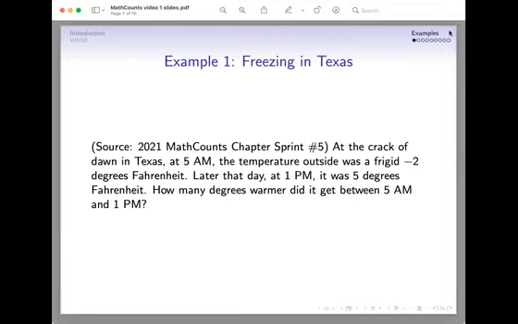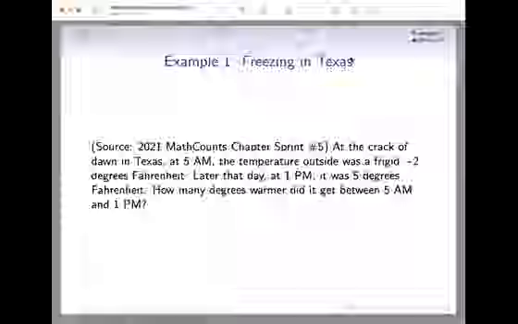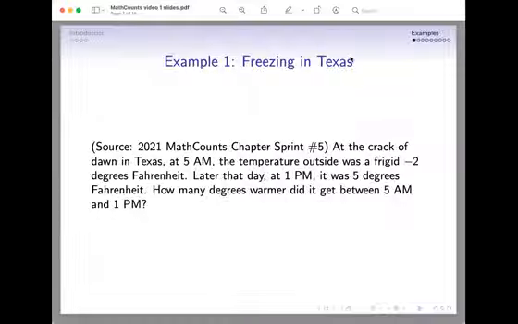Arithmetic in word problems. This is going to be our first example. Some of these are inspired by past problems from MathCounts, some from other sources. So, first example. At the crack of dawn in Texas at 5 a.m., the temperature was -2 degrees Fahrenheit, but later that day at 1 p.m., it was 5 degrees Fahrenheit. And the question wants us to find how many degrees warmer it got between those two times.